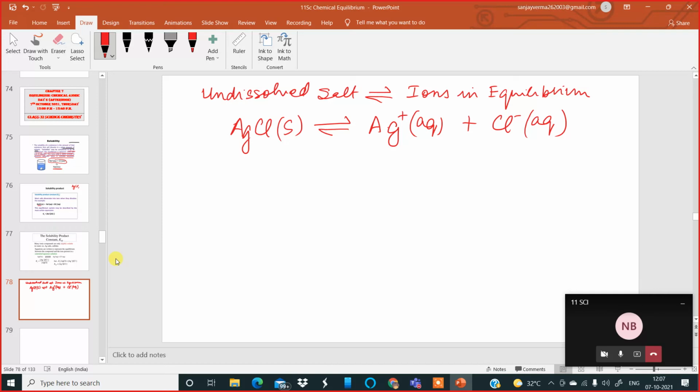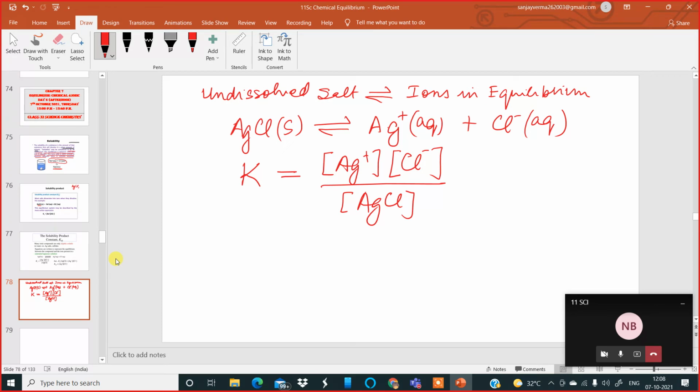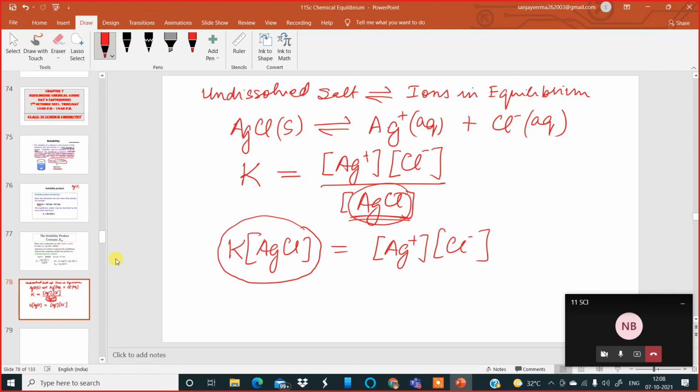If you apply the law of chemical equilibrium and the law of mass action to this equation, we have an expression for the equilibrium constant K: the concentration of Ag+ times the concentration of Cl-, divided by the concentration of silver chloride. Now, the undissolved salt is in the solid state, so its concentration is taken as constant. So K times the concentration of AgCl, which is also a constant, is equal to the product of the concentrations of the ions produced. This product of the equilibrium constant K and the concentration of the undissolved salt is called the solubility product, KSP, and that is equal to [Ag+][Cl-]. That is very important to understand.